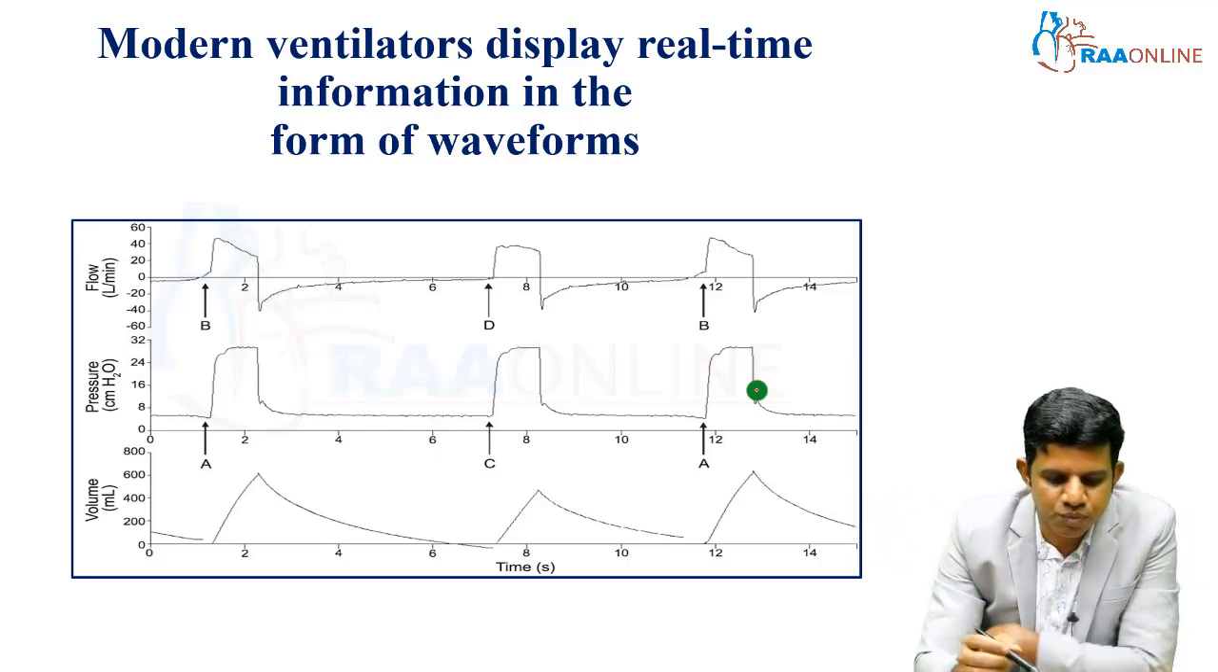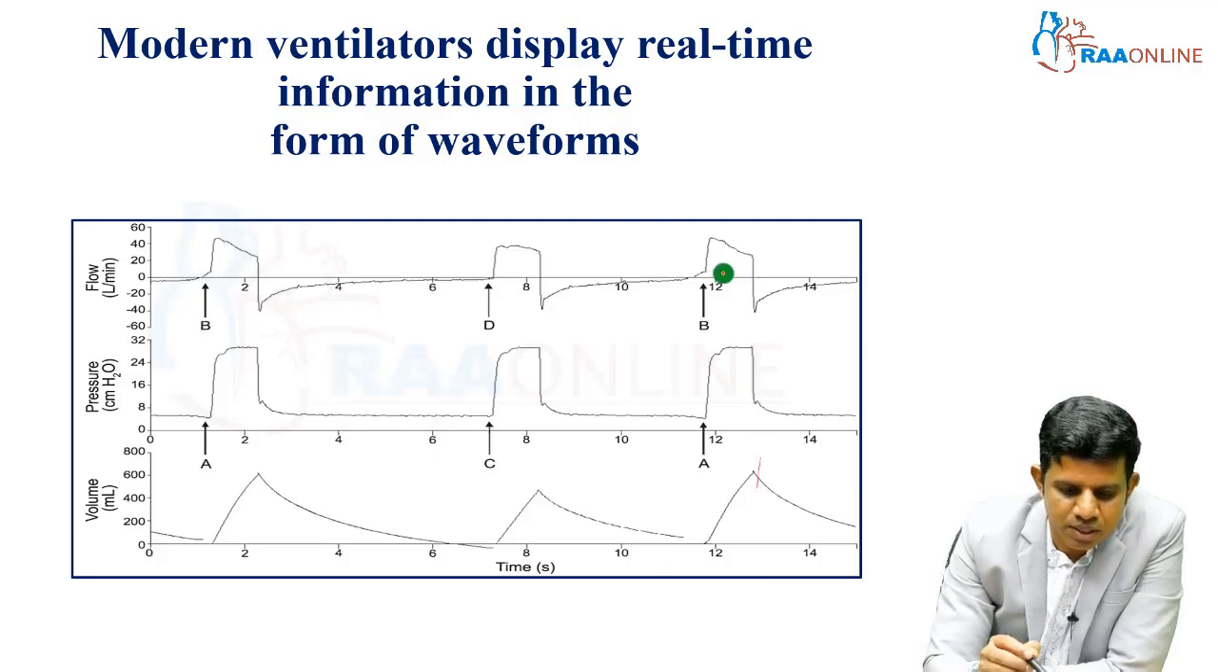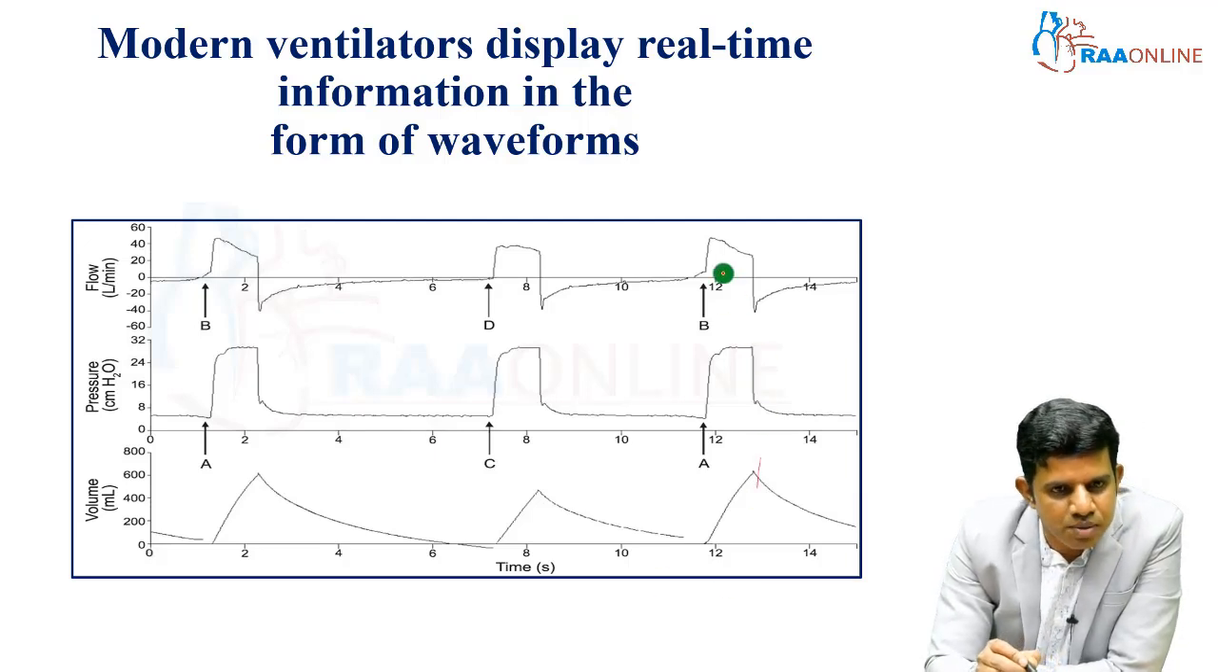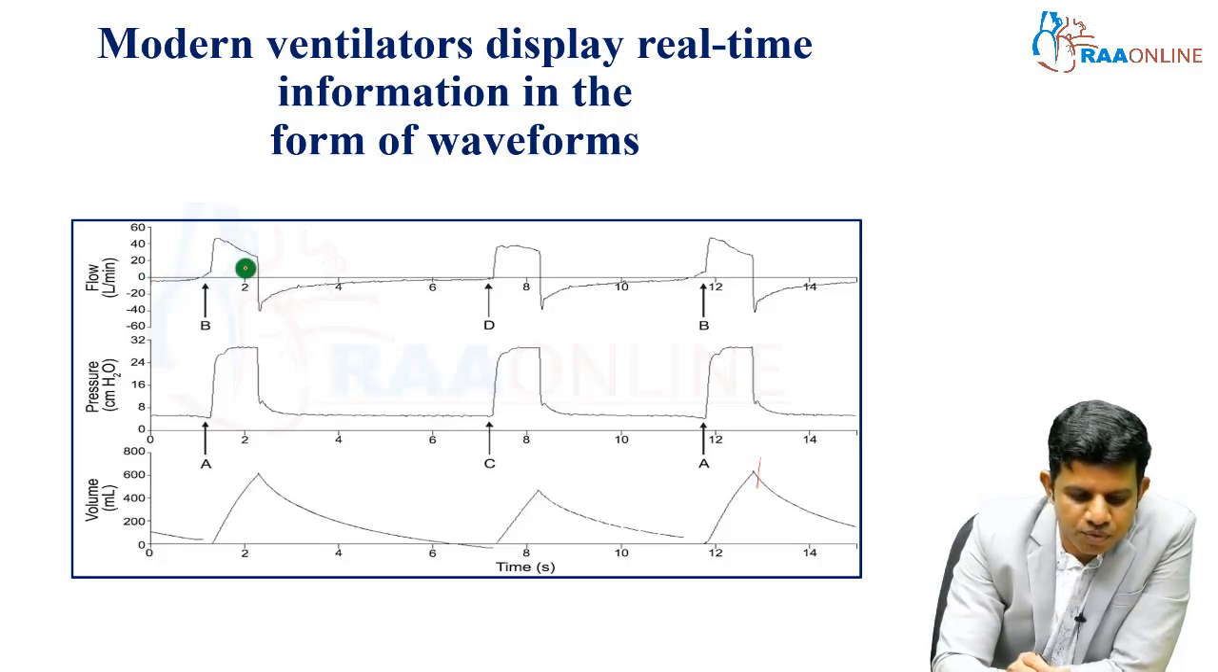Most of our modern ventilators give the three scalars. Scalar means one control variable over time. Here it is the flow waveform, the flow scalar against time. This is our pressure scalar. This is our volume scalar.